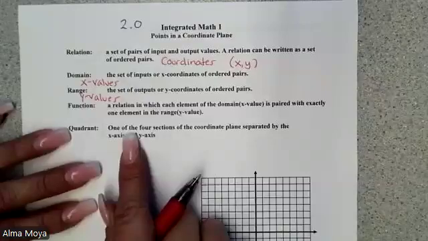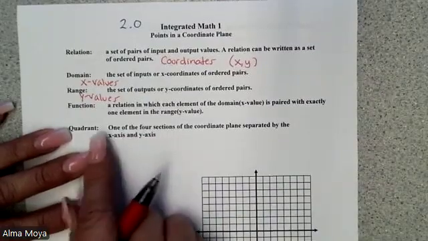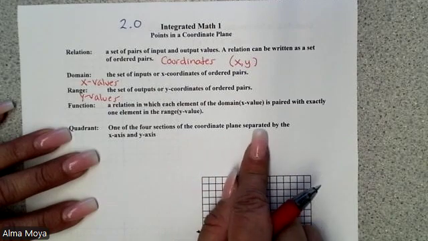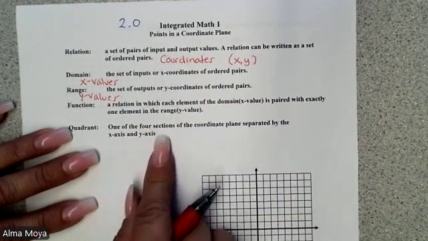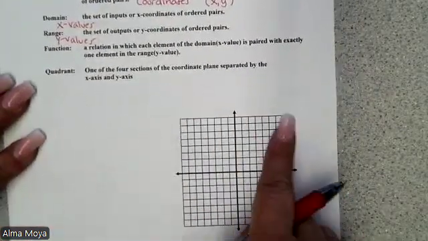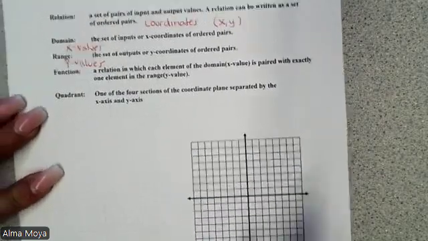A quadrant is one of the four sections of the coordinate plane separated by the X-axis and the Y-axis. Okay, so right here, this is going to be our quadrant 1, quadrant 2, quadrant 3, quadrant 4.